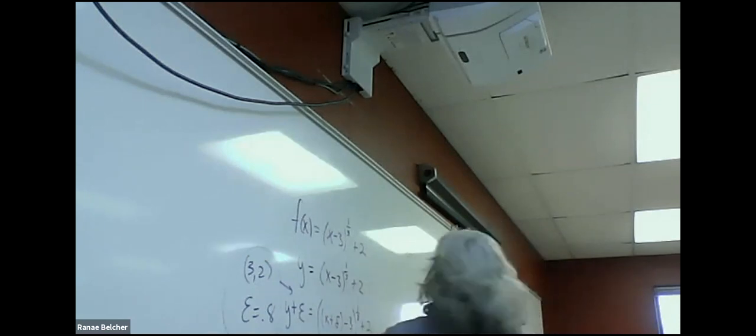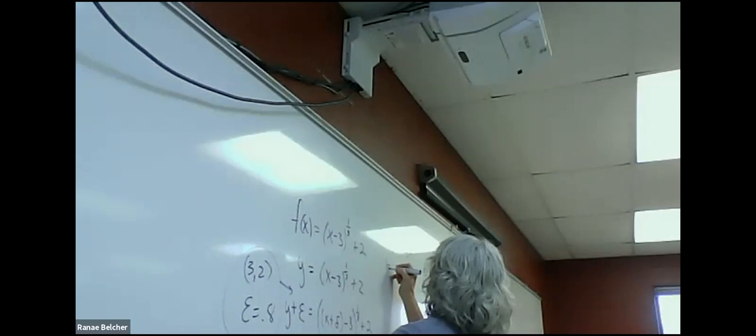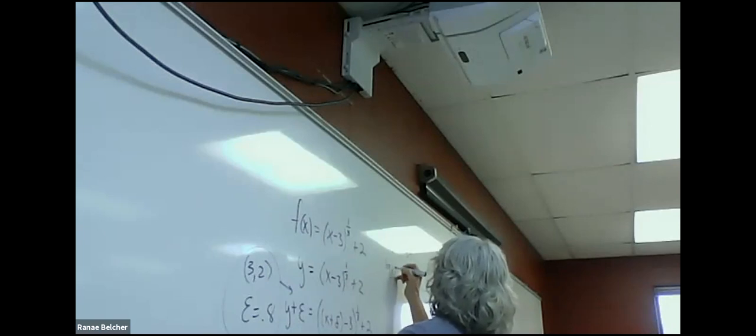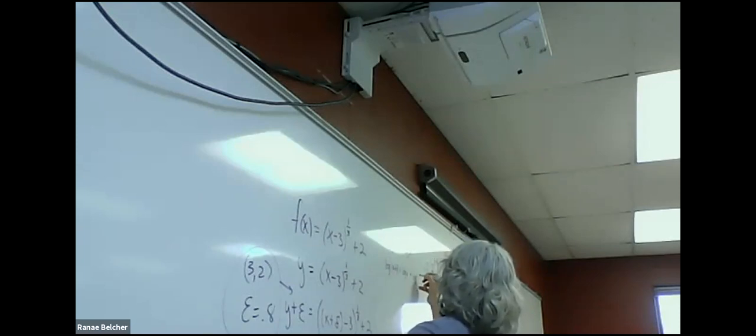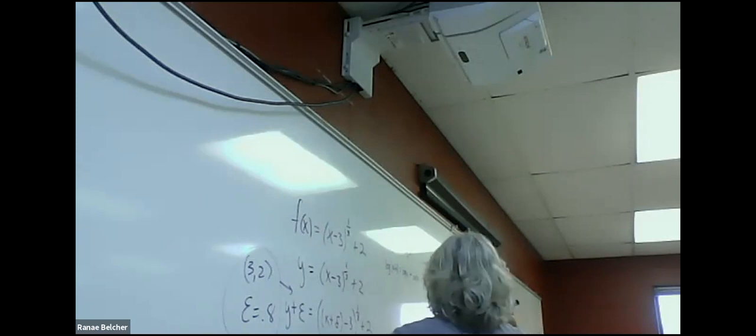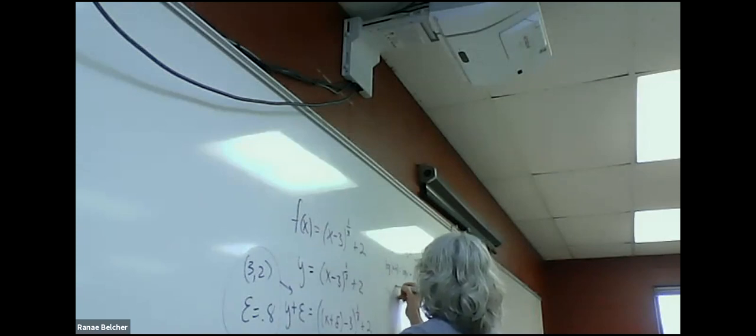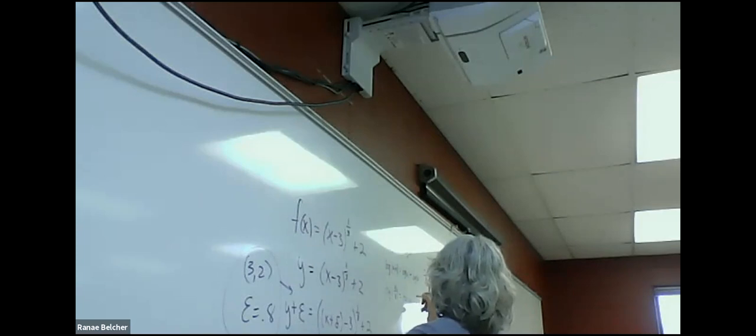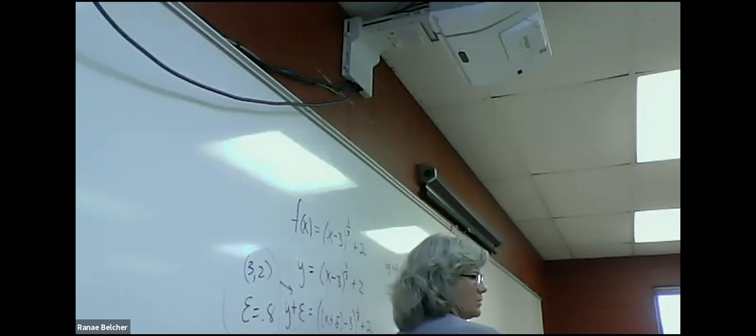And just while you're writing those down, write this down too. If you have log of a times b, that's the same as log of a plus log of b. And if you have log of a over b, that's the same as log of a minus log of b. These are properties of logarithms. There was one more.